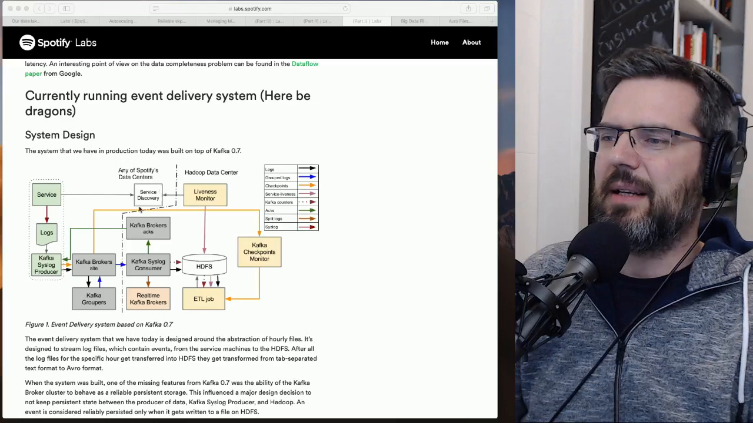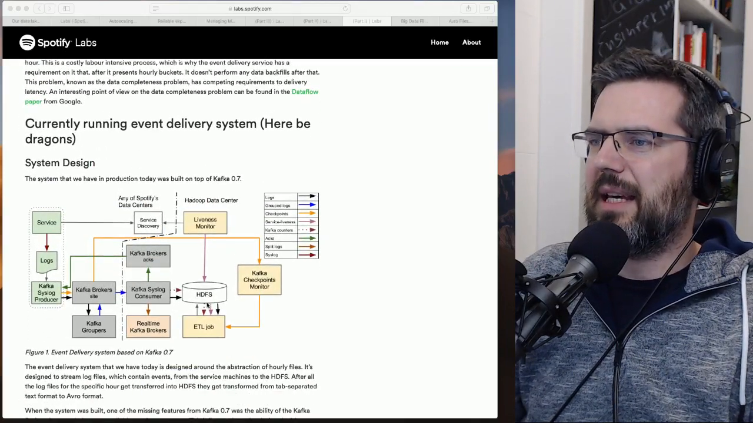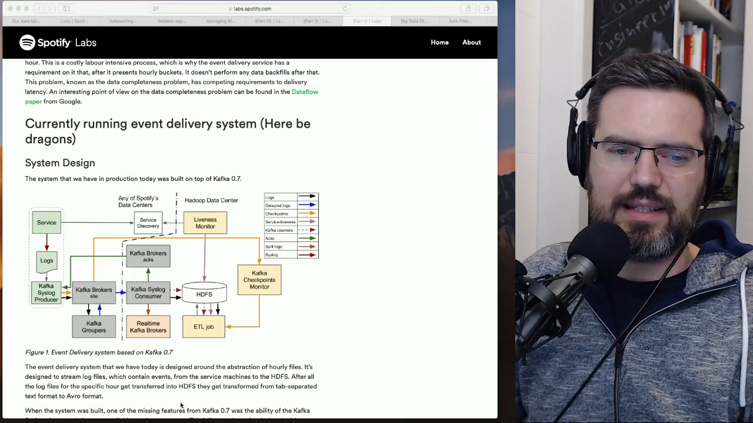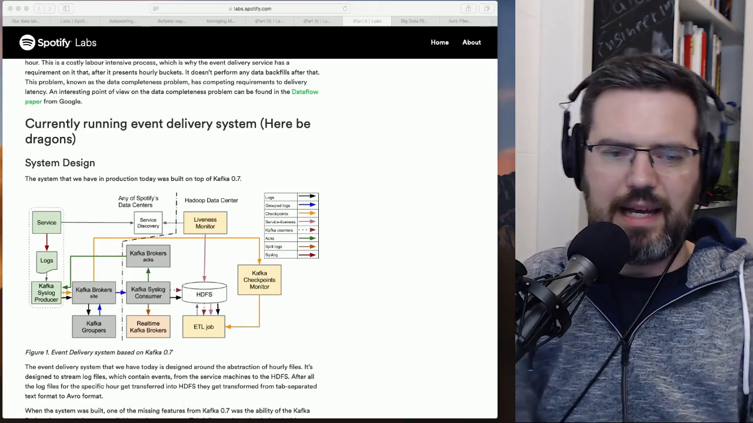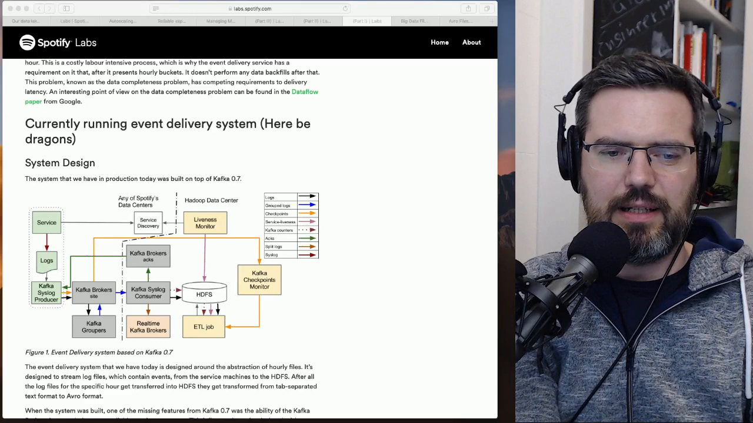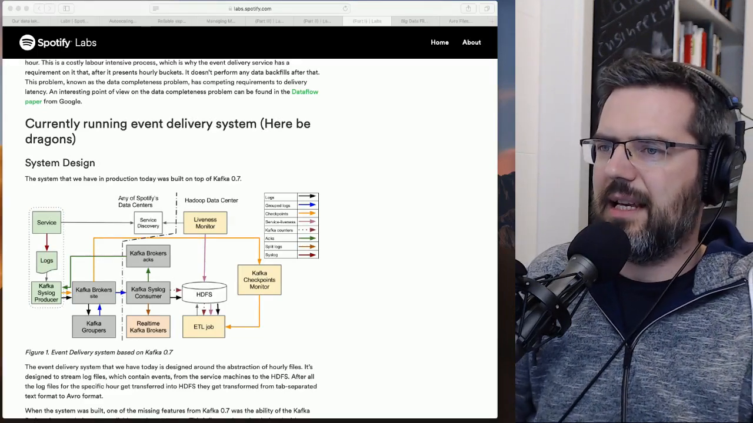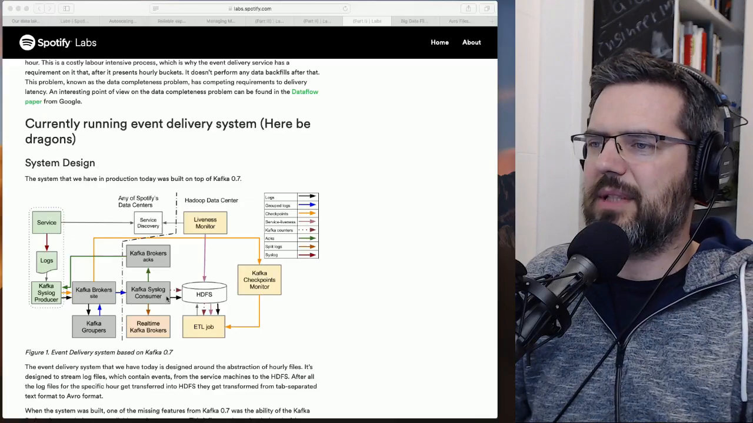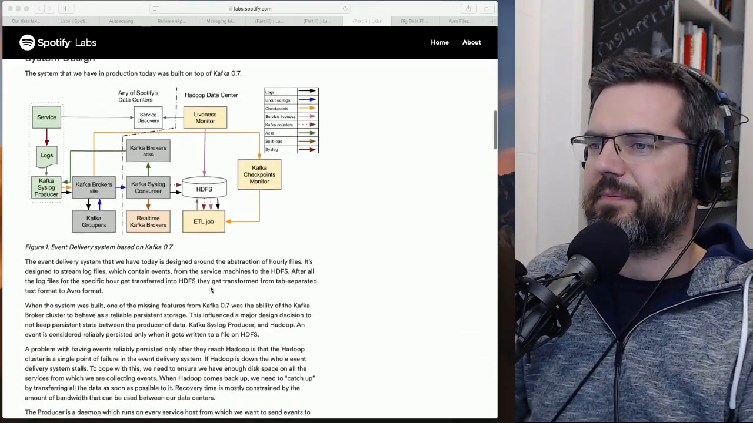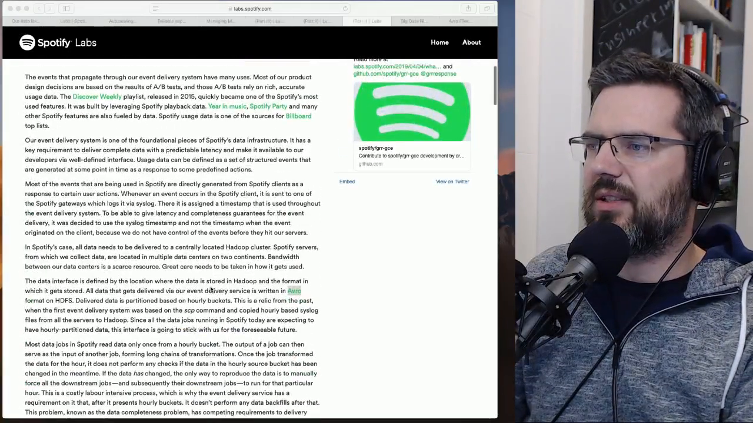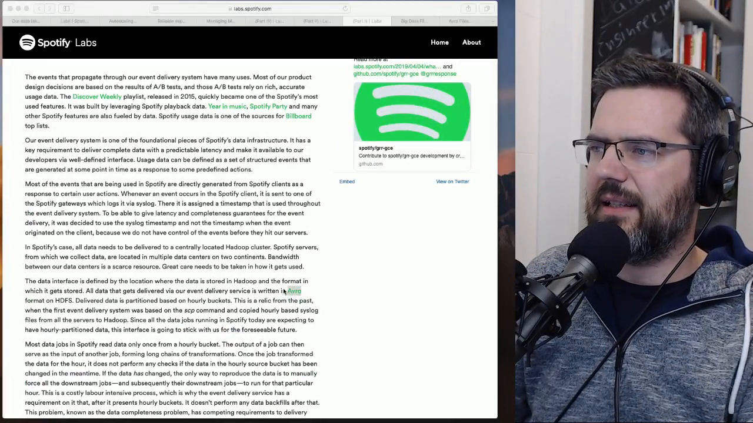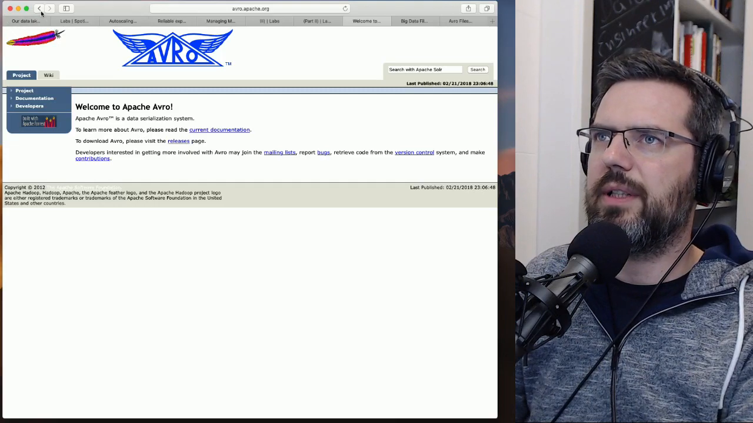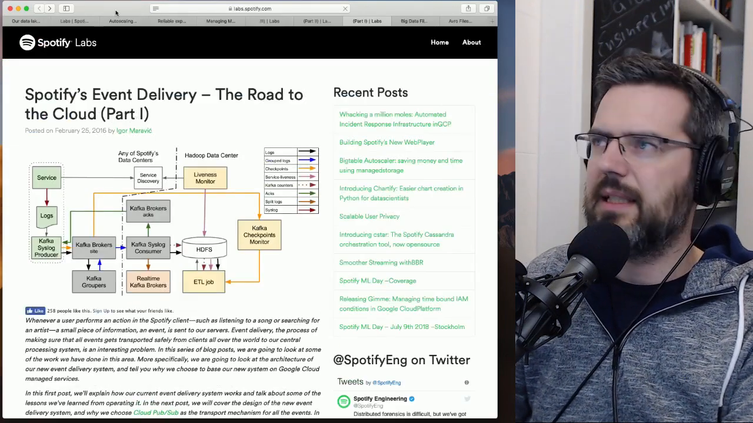So basically the one problem they had here is you have this central HDFS instance, and when this instance goes down, then the whole thing stalls, and you cannot process the data. Yeah, they are storing the files in Avro. This is a row-oriented file format.